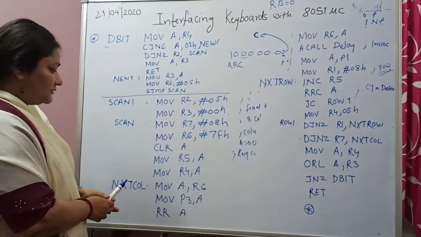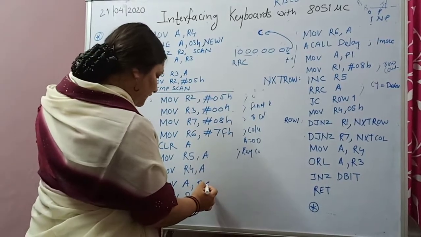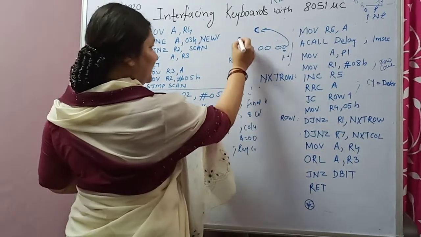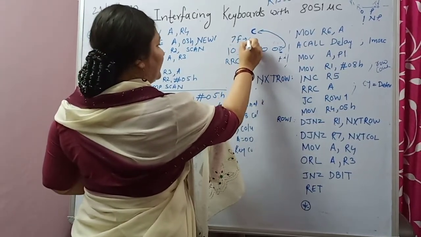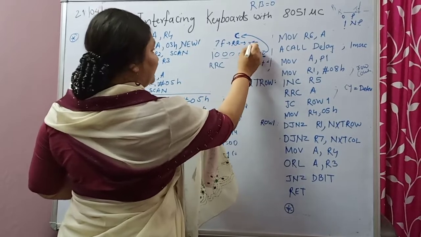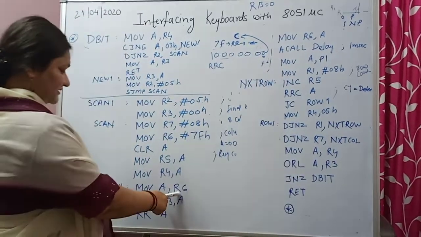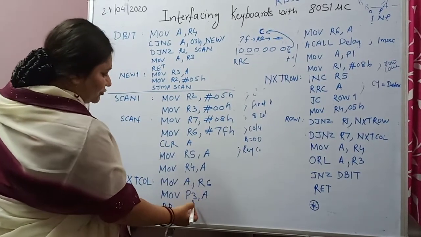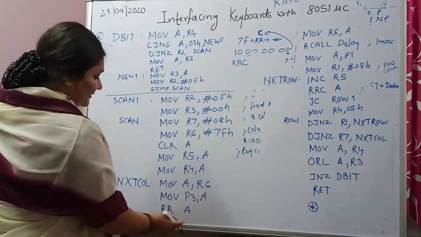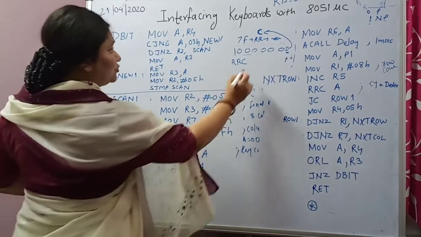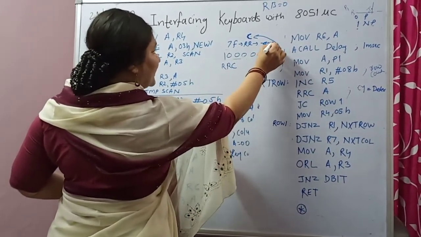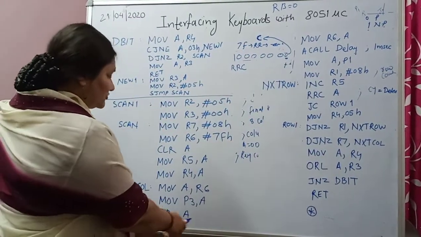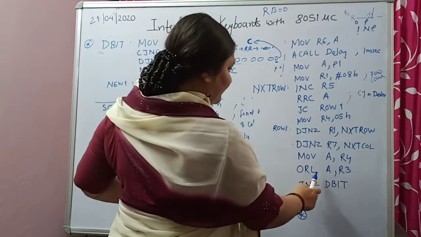So what is this doing? This is again checking the status of R6 into A. Now what was the status of R6? Initially it was 7F. Then after rotating it has become some number, and that number was there in the R6 register. So it will come into the accumulator, and that you will put onto port 3. Then again you will move it to the right, so that the pattern will be ready for the next column, and the process will repeat. The same process will repeat over here.